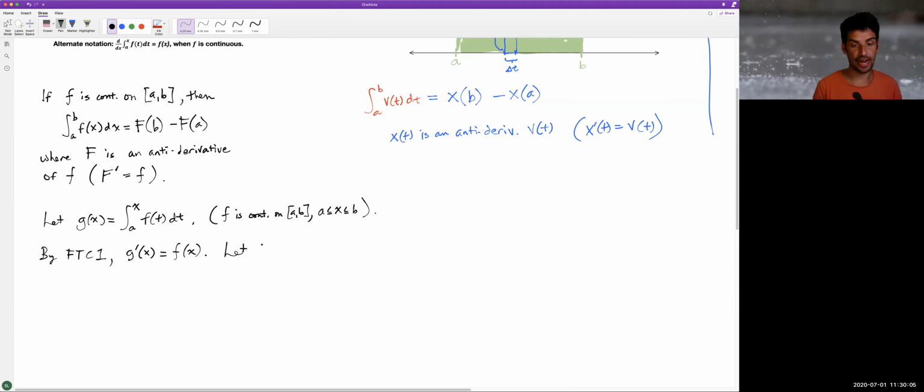Let's have capital F be an antiderivative of lowercase f, which means F prime equals f. Well, notice that means that F prime is equal to g prime, because both of them are equal to f, okay?